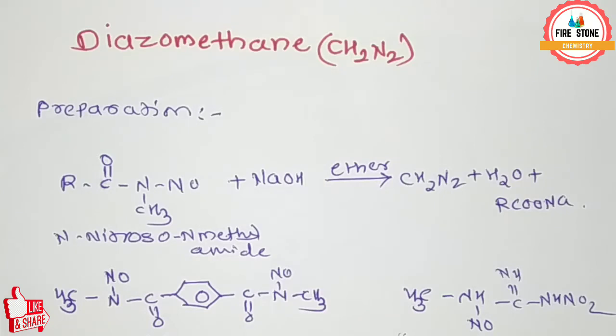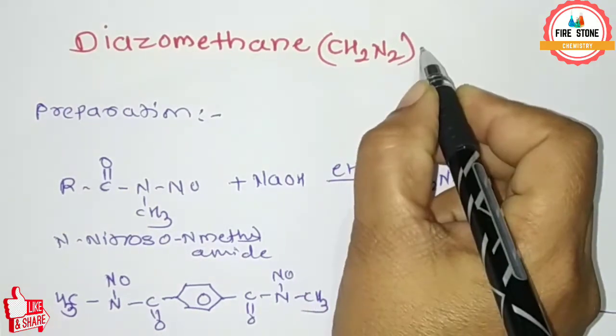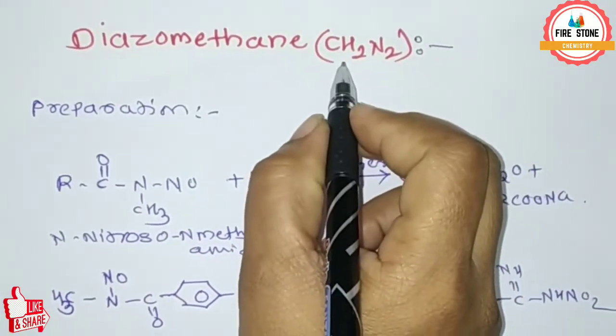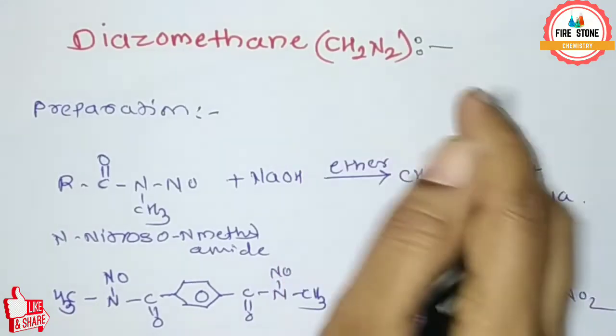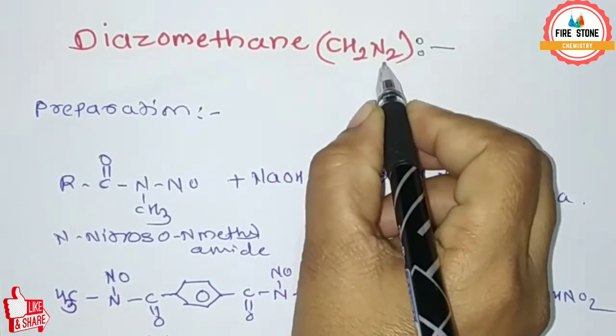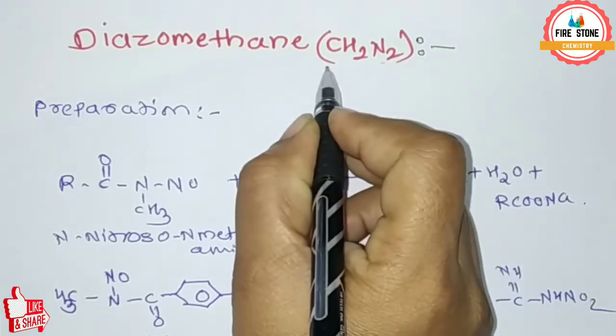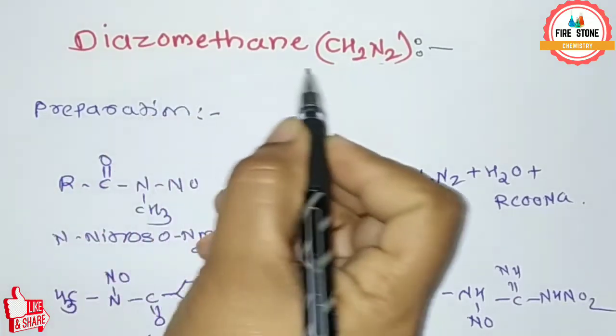Today we are going to start a new reagent, that is diazomethane. In the previous lecture, we saw lots of organic reagents. If you have not seen them, go to the channel and see there. So today we are going to start a new reagent, that is diazomethane, that is CH2N2. The name comes from diazo, that is the N2 group, and CH2, that is from methane. So the name comes from diazomethane.